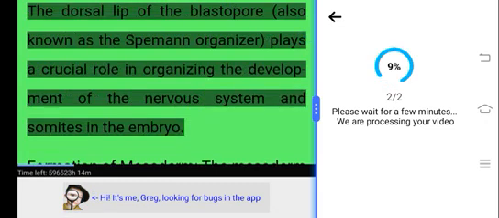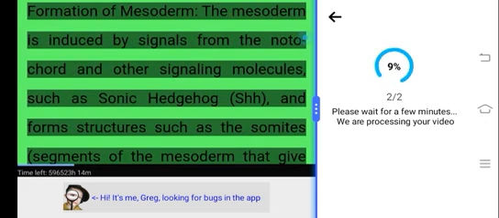The dorsal lip of the blastopore, also known as the sperm organizer, plays a crucial role in organizing the development of the nervous system and somites in the embryo. Formation of mesoderm. The mesoderm is induced by signals from the notochord and other signaling molecules, such as sonic hedgehog, and forms structures such as the somites, segments of the mesoderm that give rise to the vertebrae and muscles.